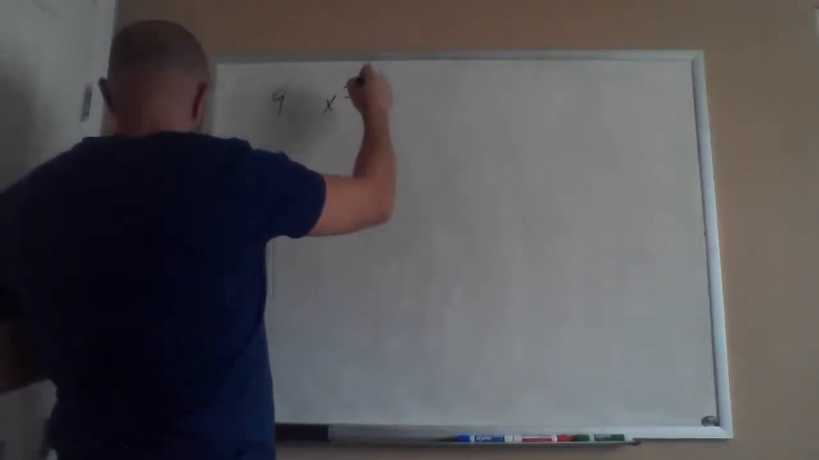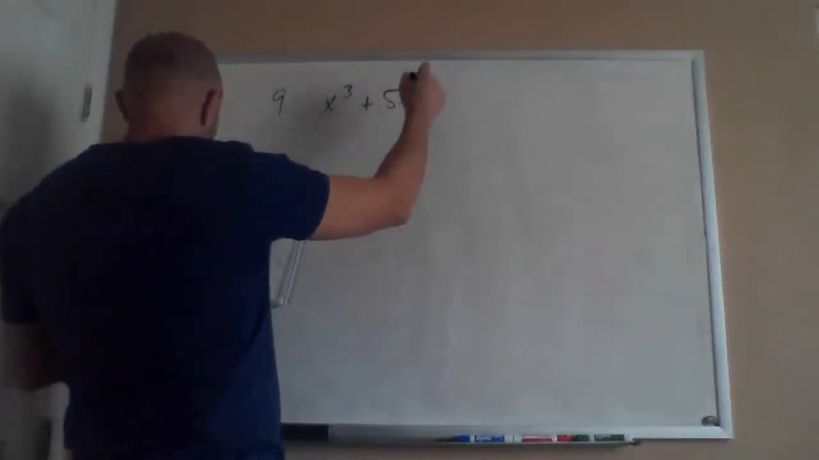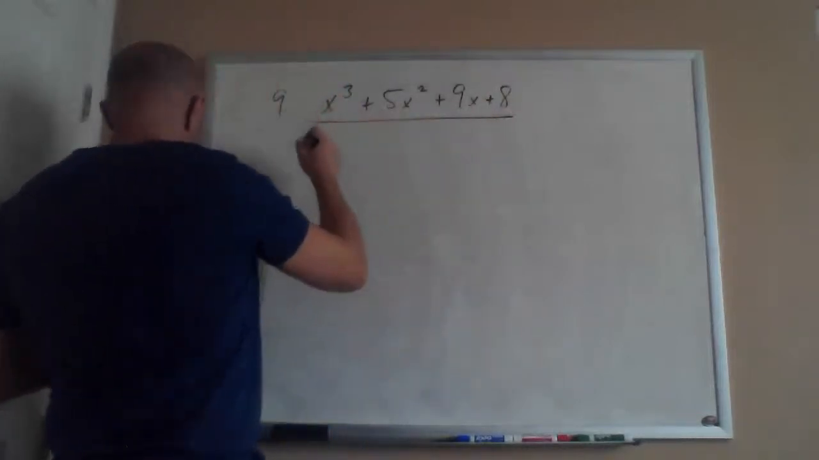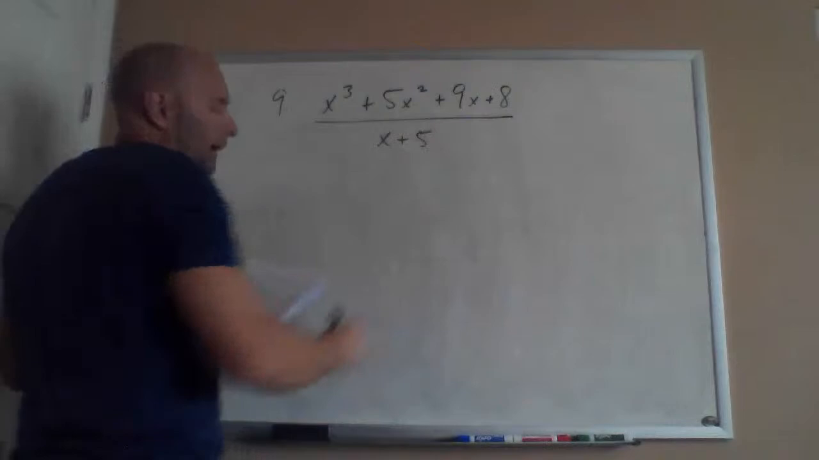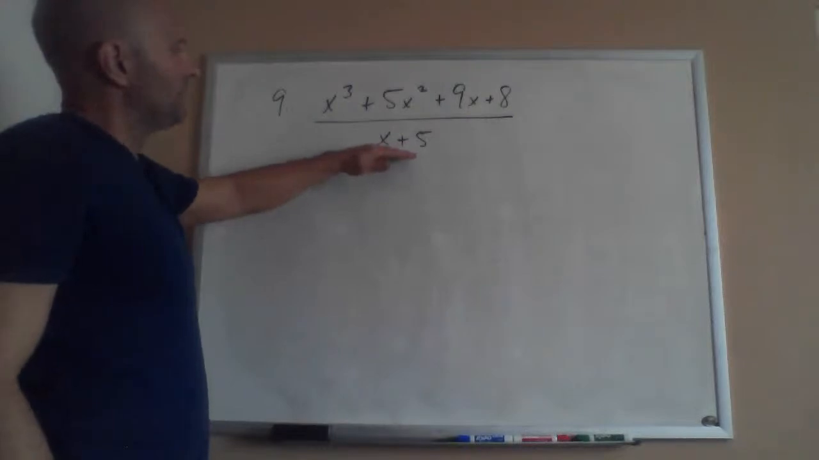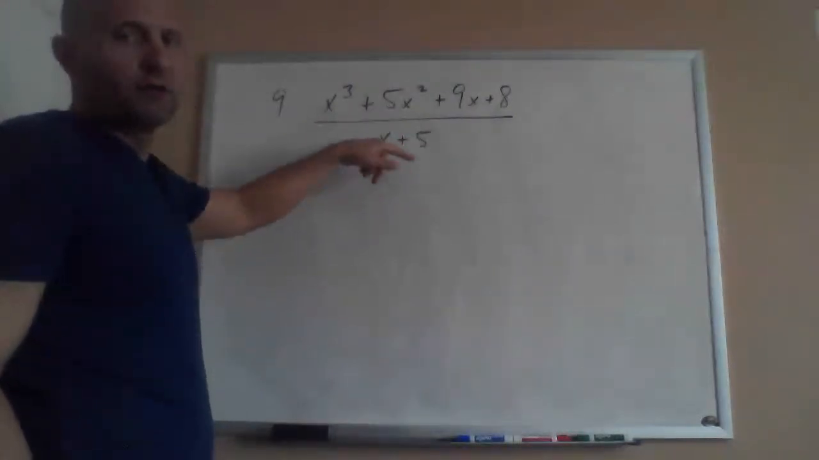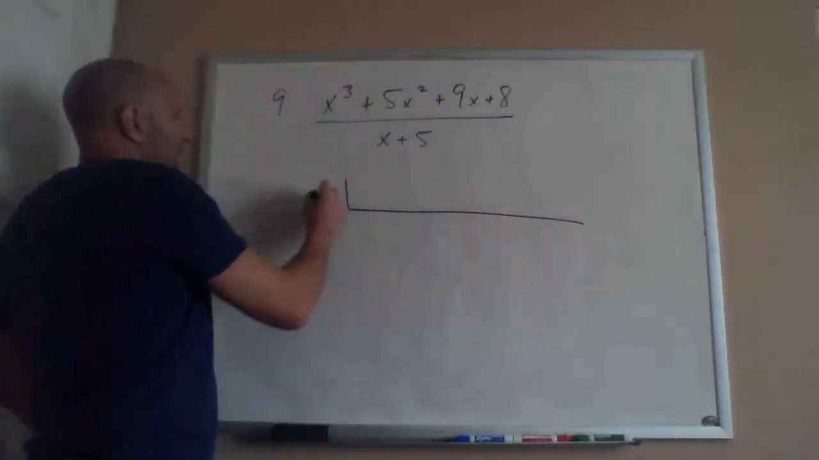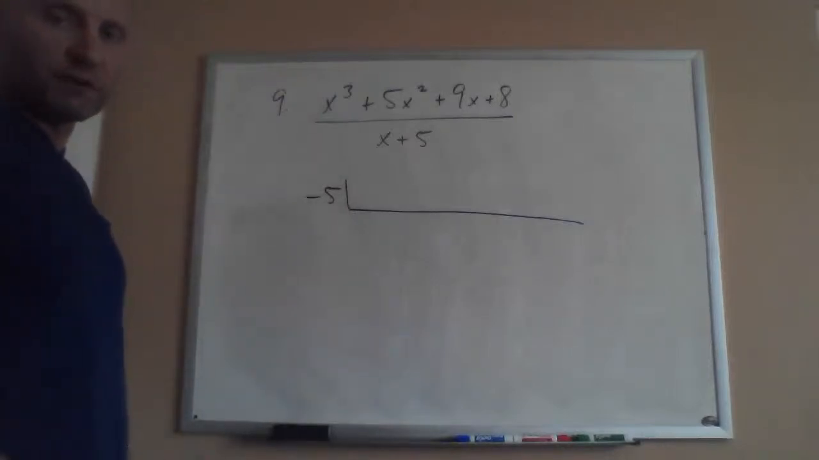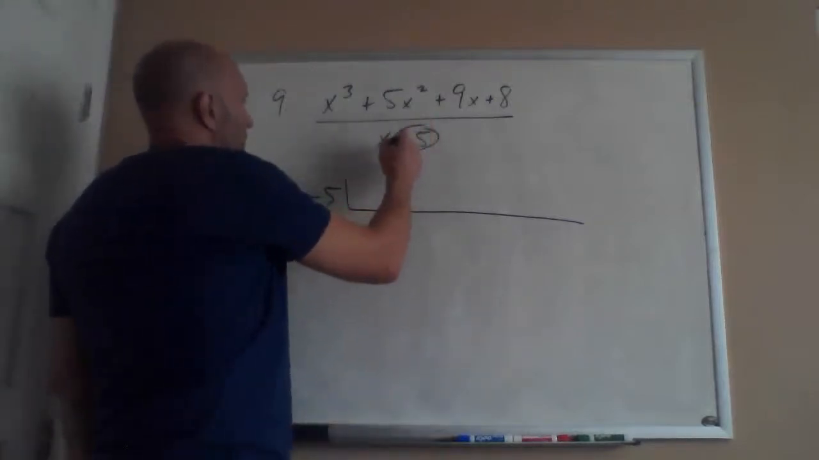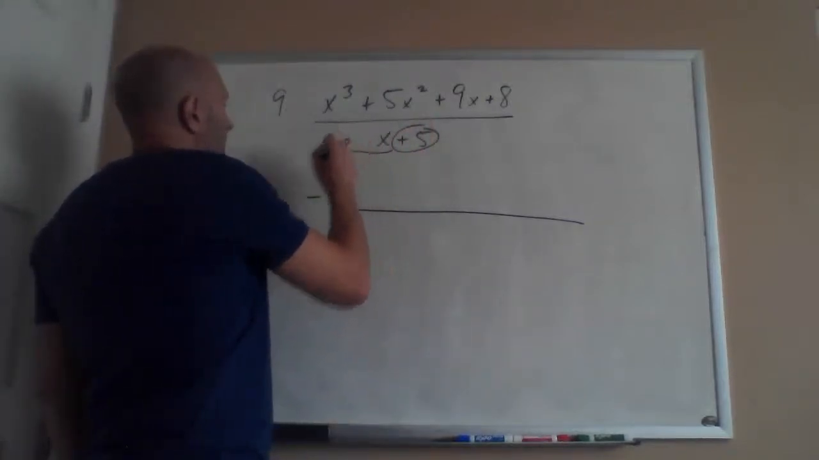So number 9, we have x to the third plus 5x squared plus 9x plus 8 divided by x plus 5. Because I'm dividing by x plus or minus some value, I can do synthetic division. So I'm going to set it up, and I see positive 5, so I'm putting negative 5 in front. Whatever I see plus 5, do the opposite here.